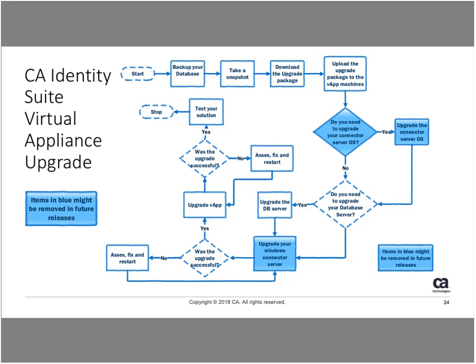So you back up your database with all the information. You take a snapshot, because this is a virtual solution. If you have AWS, it's a little bit other tricky. We can talk about this offline. You download the upgrade package for the virtual appliance. You upload it to the virtual machine.